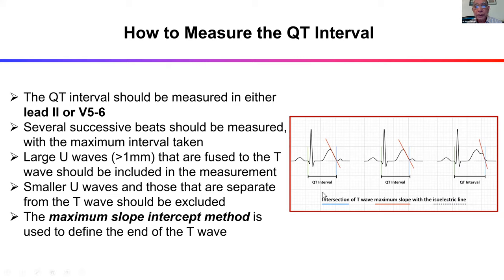Two important aspects we must understand. Firstly, you should measure the tangent to the steepest downslope of the major part of the T wave where it ends. But when the U wave is separated and distant from this particular line, it should be excluded from the measurement of the QT interval. If the U wave falls on the T wave, it should be included in the QT interval. This is a very simple aspect, but in usual practice I have seen it very little. Maybe the electrophysiologists know it better and see it quite frequently. The maximum slope intercept method is used to define the end of the T wave, as I have discussed here.